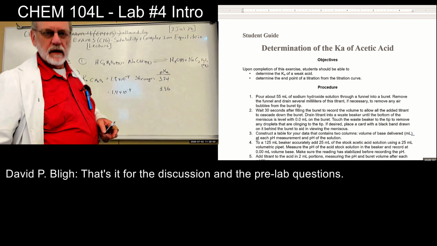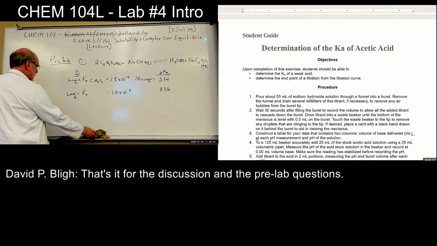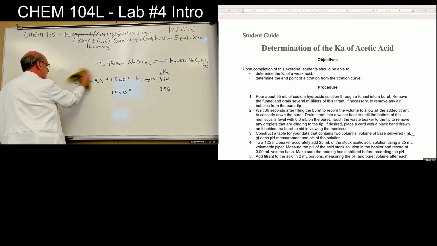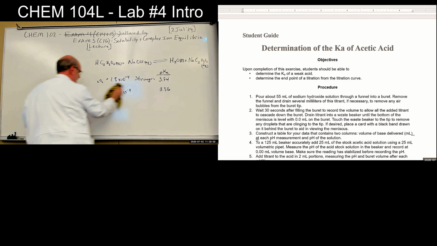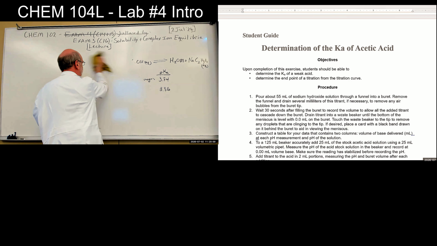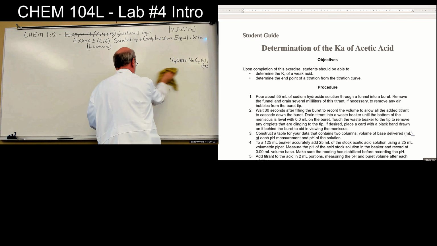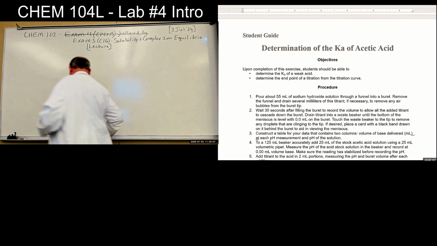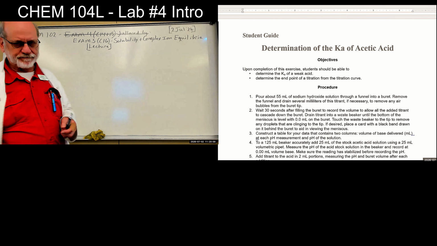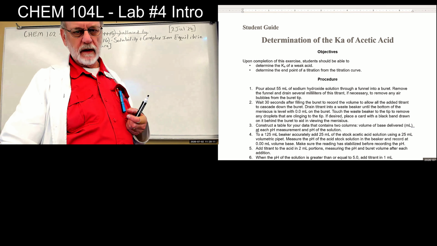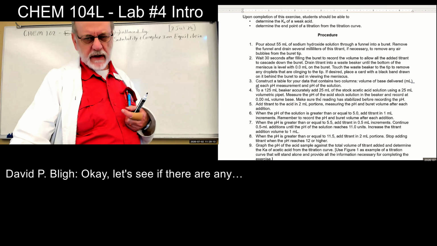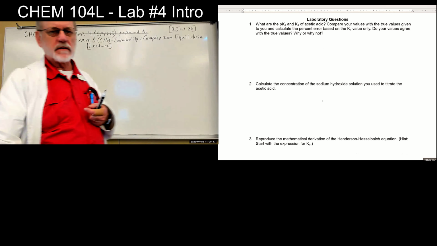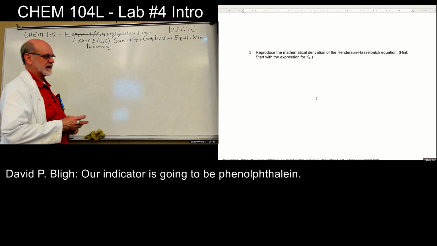Oh, that's it. That's it for the discussion and the pre-lab questions. Okay, let's see if there are any. We're going to use an indicator. Our indicator is going to be phenolphthalein.